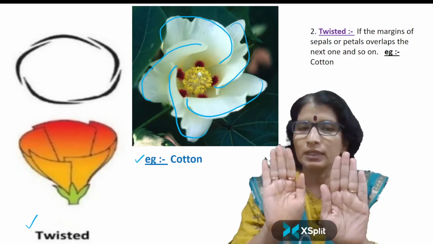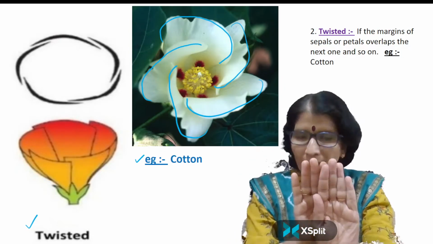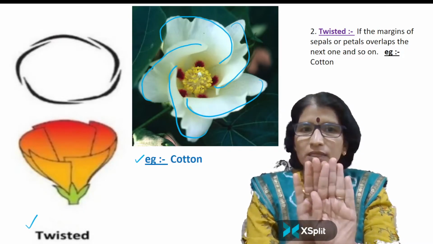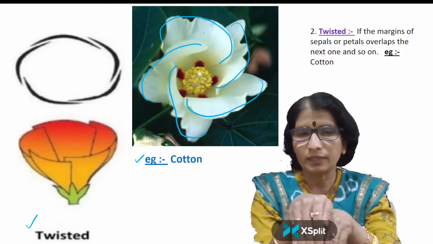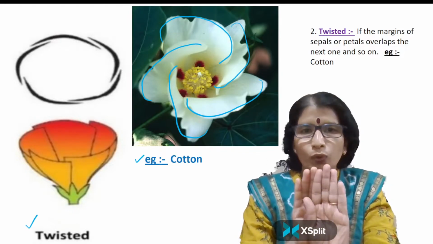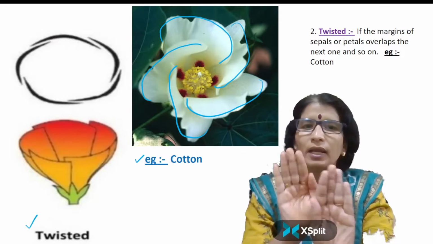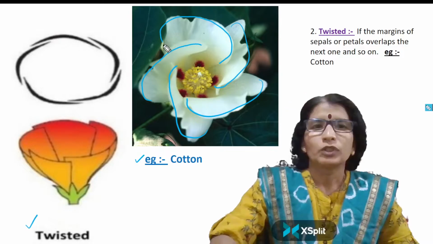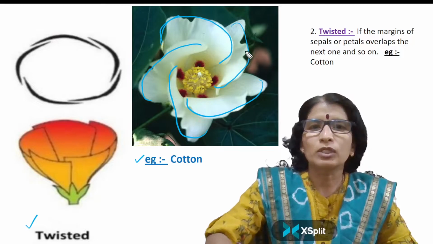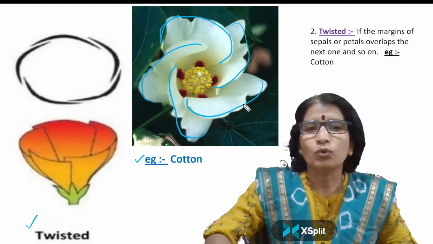This is one petal, this is another petal. Just imagine. Overlapping means one petal is overlapped by another like this. So what happens? Due to this overlap, this margin is inside and this margin is outside. So in twisted aestivation, usually due to overlapping of sepals or petals one over another, one margin is inside and one margin is outside. So this margin is outside and this is inside because this margin is overlapped by the next one. So this margin is inside because it is overlapped by this one.